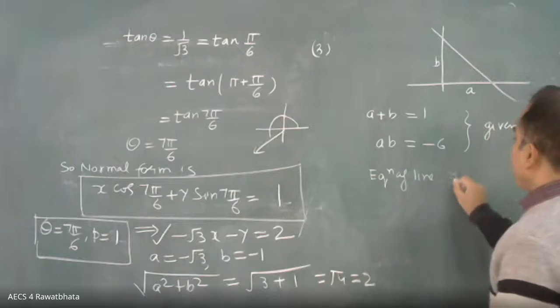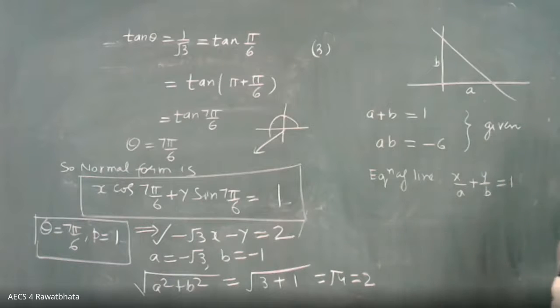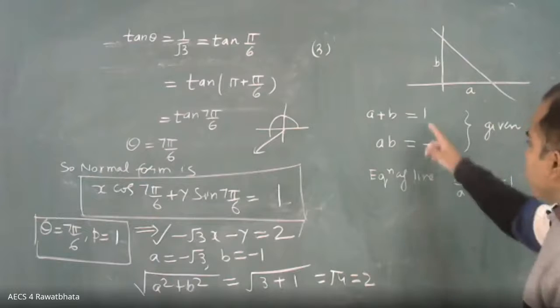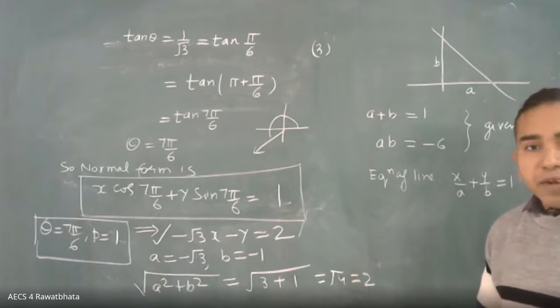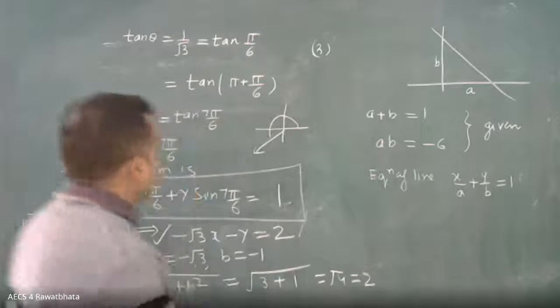And if intercepts are a and b, then what is the equation? Sir, x by a plus y by b equal to 1. Absolutely. Equation of line is x upon a plus y upon b is equal to 1. This is the equation, and these things are given to me. So with the help of the given equations, can I find a and b? Yes, sir. Any suggestion? Kuldeep, can you tell me how to get a and b out of these two?